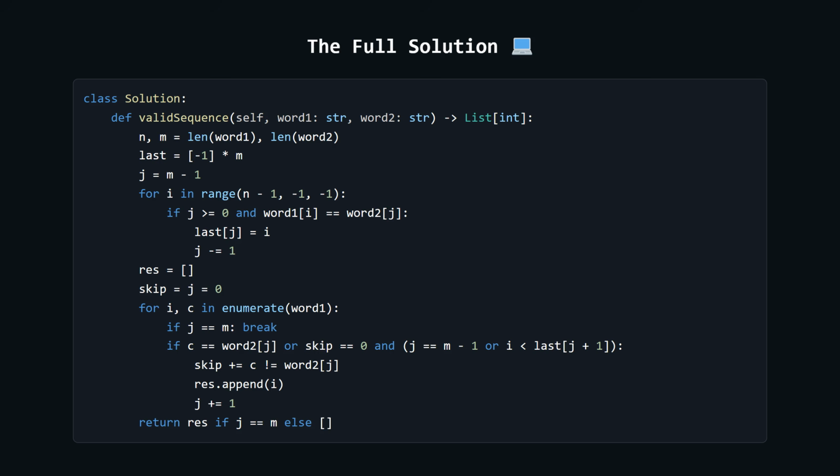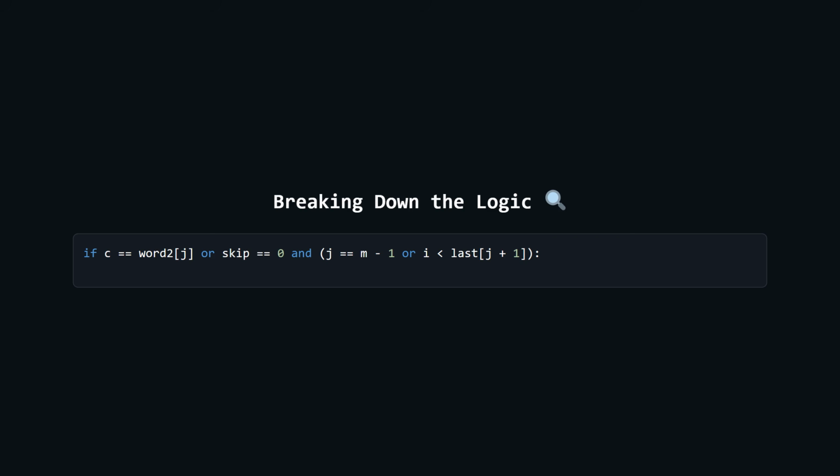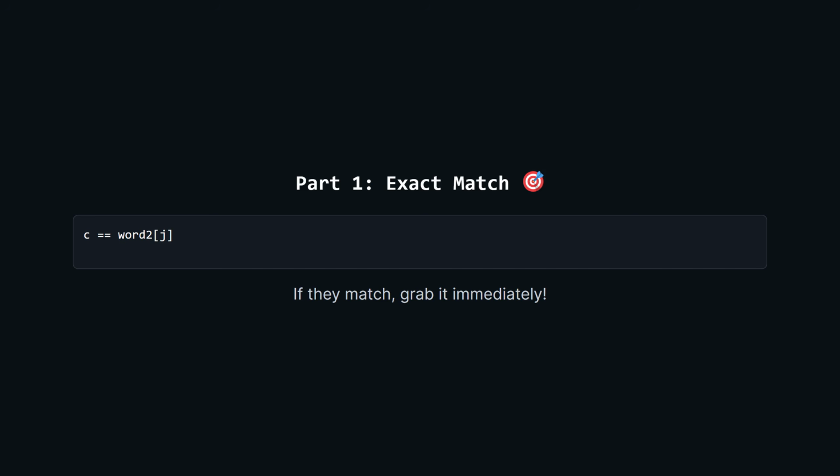Let's zoom in on the most complex part of that second loop to make sure it makes sense. This single if statement is the brain of the algorithm. Let's slice it into pieces. The first part is easy. If the current character in word1 equals the current character we need for word2, we found a match. If it's not a match, we move to the next check.